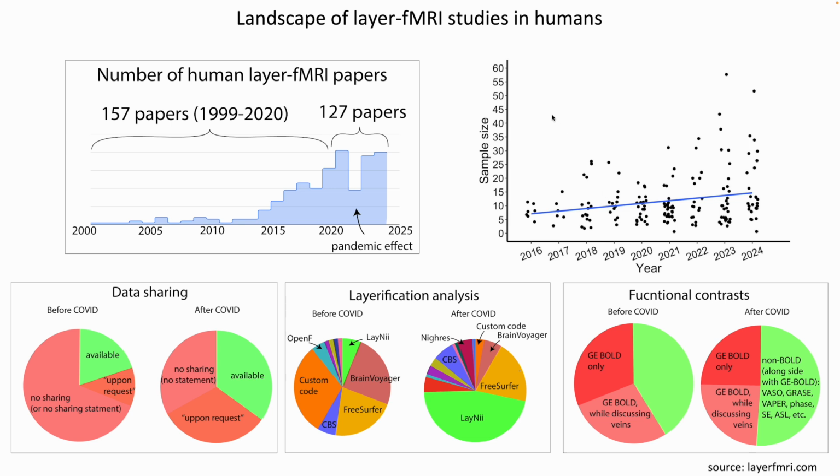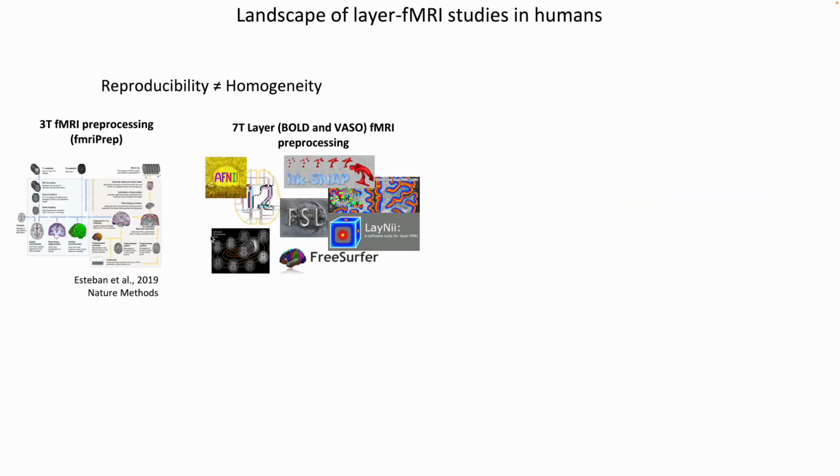And the layer-fMRI toolbox that I want to present to you today is the first step towards more standardized pipelines providing high-quality layer segmentation. Though, developing a standardized pipeline is hard, because layer-fMRI is versatile, and in the field of layer-fMRI, reproducibility should not be confused with homogeneity. So layer-fMRI is different than 3 Tesla processing.